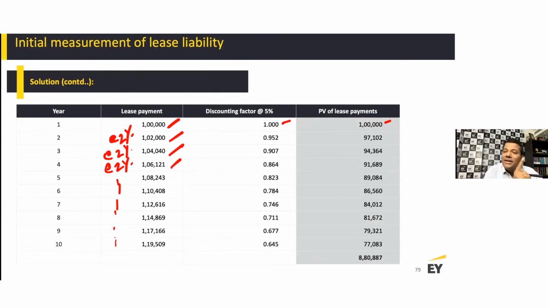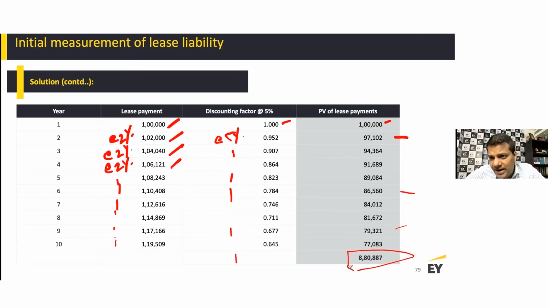Had this been at the end of the year, then this payment was also supposed to be discounted. Okay, remember, the fact patterns are very, very important. So year one, nothing changes. Then I'm going to discount at the rate of 5%, and then 5%, and so on and so forth. And this number is 8,80,887. That's the way you need to do the computation.